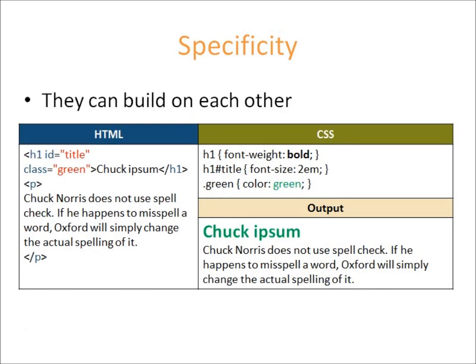And specificity doesn't mean they wipe each other out. They can build on each other. So you could make a rule that says header 1 should be bold, and header 1s with an ID of title should be a larger font. And then you could have a green class that just makes things green. And you can apply all three of those to a header 1 tag. They don't wipe each other out as long as they don't conflict with each other.